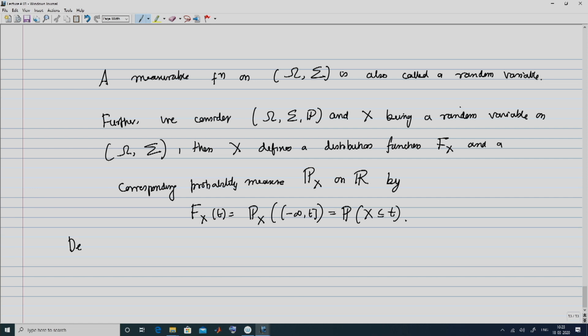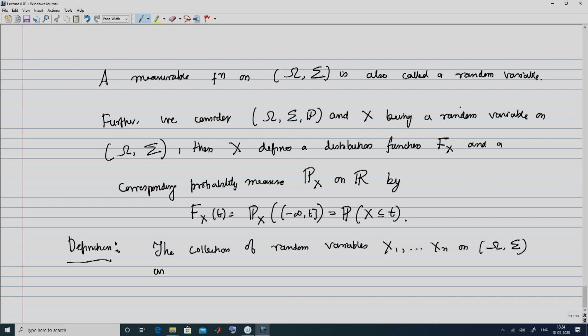So, then it brings us to the definition of independence of random variables. Accordingly, we can now talk about a collection of random variables, and in this case we talk about random variables in the continuous setup. The collection of random variables X_1 through X_n defined on the measurable space (omega, sigma) are said to be independent if the probability of X_1 less than or equal to t_1, all the way to X_n less than or equal to t_n, is nothing but the product of the probabilities of X_i less than or equal to t_i, for i equal to 1 to n.